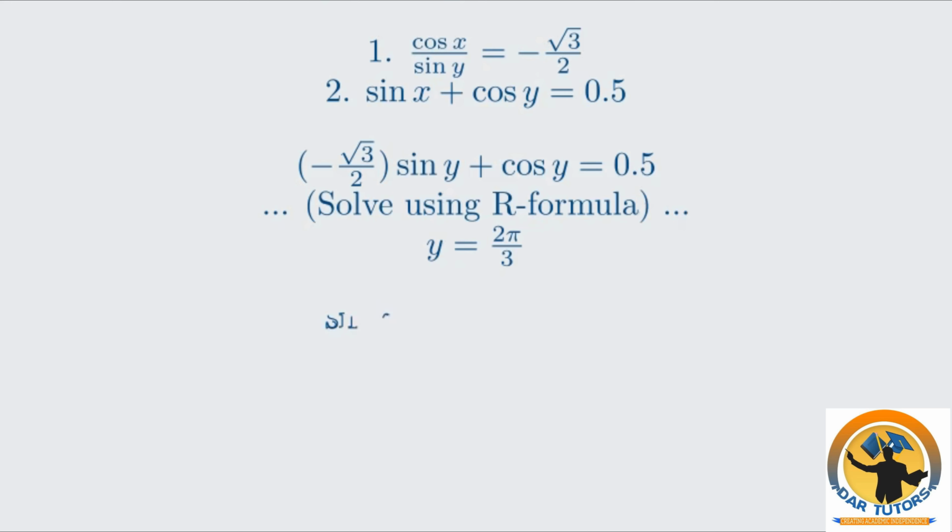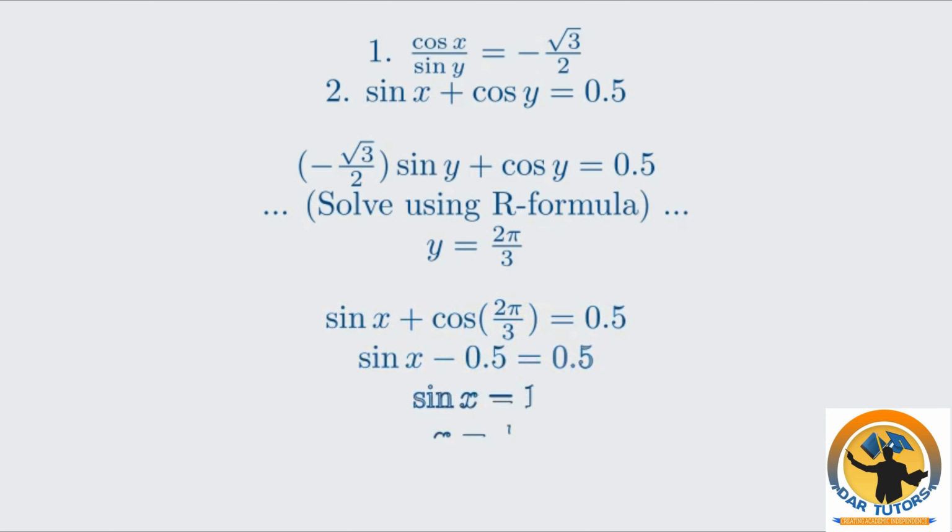sin x + cos(2π/3) = 0.5. Since cos(2π/3) is negative 0.5, we have sin x minus 0.5 equals 0.5, which means sin x equals 1. The solution for x is π/2. Therefore, the coordinates of Q are (π/2, 2π/3).